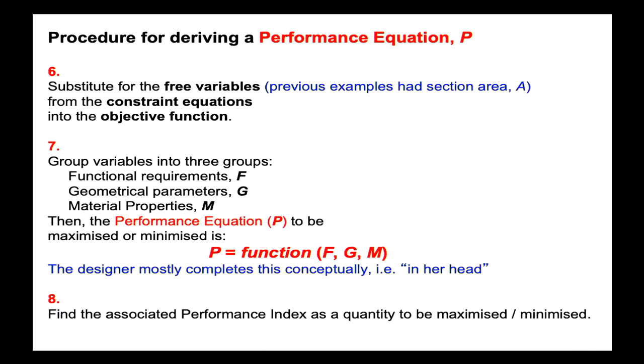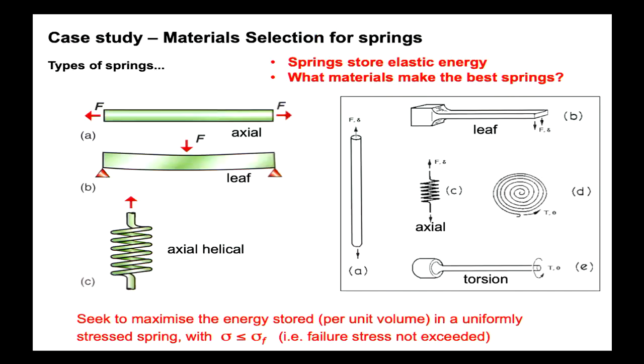Substitute, for example, I had a lot of time when we had section area A as a variable that could be just removed from the process. We've got the functional requirements, geometric parameters, material properties, and from that we can get our overall function. Then we get our performance index, maximise, minimise, look at the charts. So that's the least fun, but still important, process, to remind you.